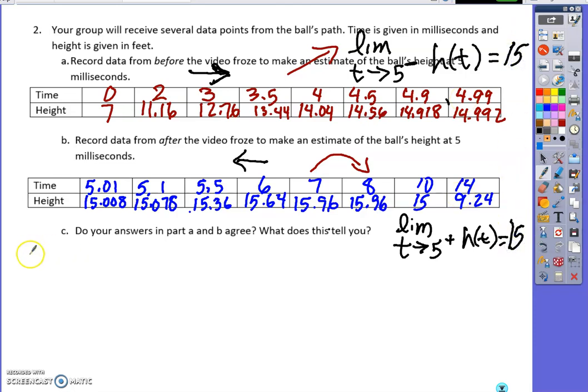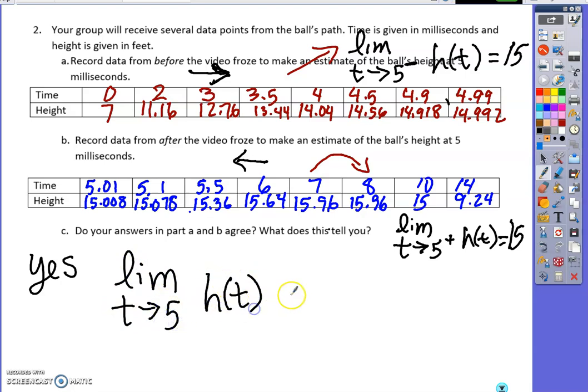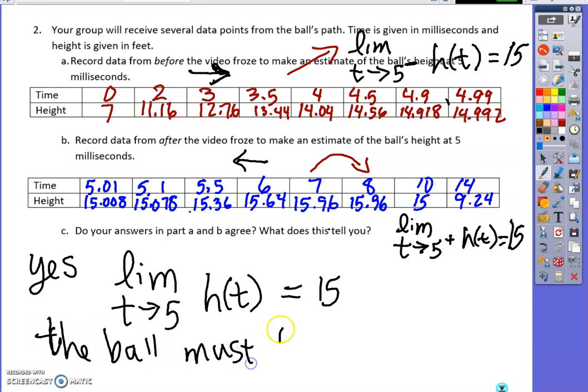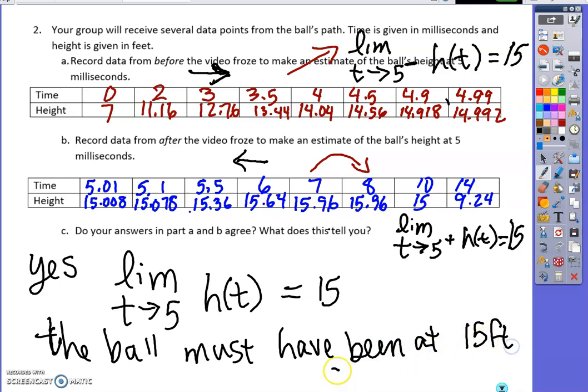So do our answers agree? Yes. What does this tell you? This tells me that the limit as t approaches 5 of h of t, since my left and right hand limits agree, since both numbers are going towards the same value, is 15. So yes, and so the ball must have been, let's use a sentence, at 15 feet after 5 milliseconds.